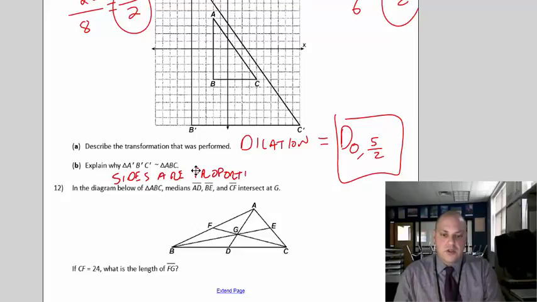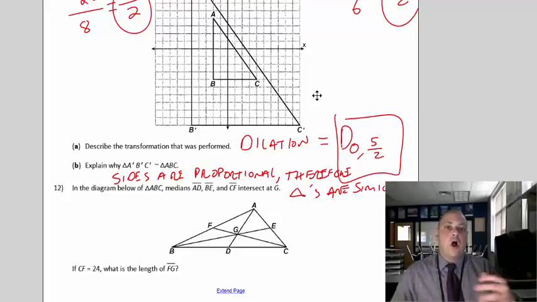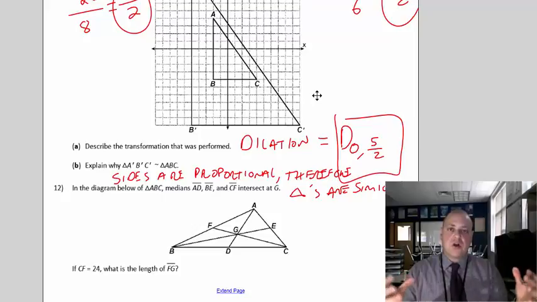Sides are proportional. Therefore, similar. Therefore, triangles are similar. You also could say that when dilations occur, the image and the preimage are similar. For all dilations, the image and the pre-image are similar.